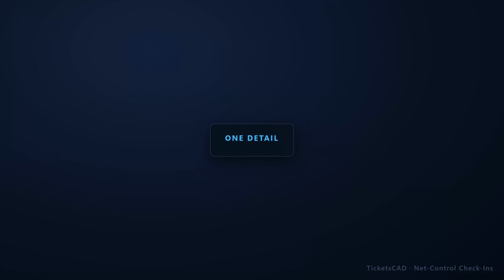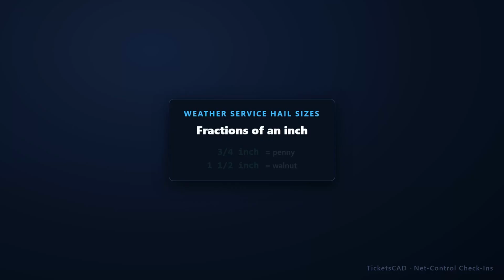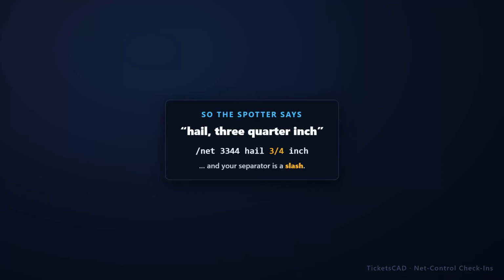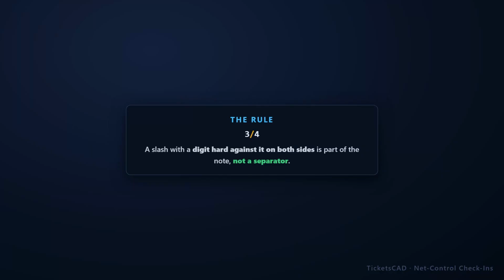One detail that only matters on a weather net. Weather service hail sizes are fractions of an inch, 3/4 is a penny, 1.5 a walnut. So a spotter says hail, 3/4 inch, and your separator is a slash. It is handled. A slash with a digit hard against it on both sides is part of the note, not a separator. One entry.